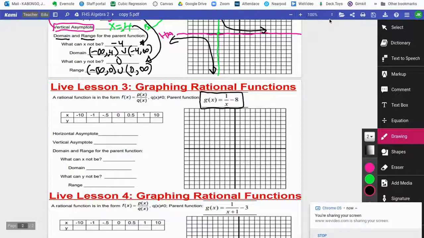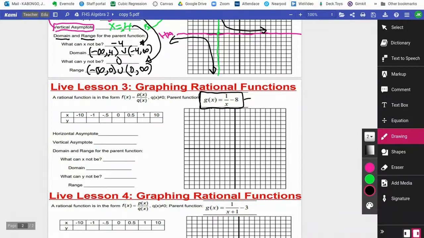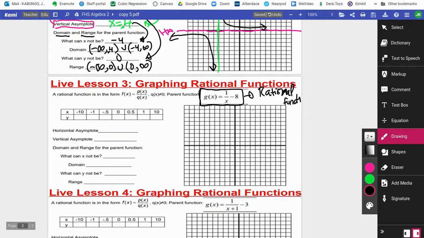Go. So video number 3, here's our equation. We call it a rational function. Remember again, these equations are not necessarily called equations. They're called rational functions. Okay, just be familiar with the language. All right, what are we doing? We're going to graph that.